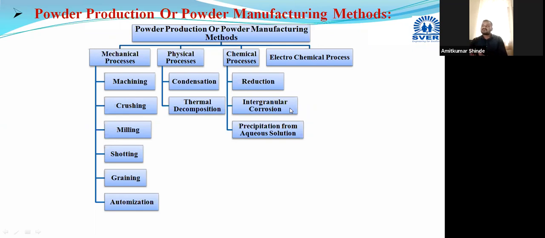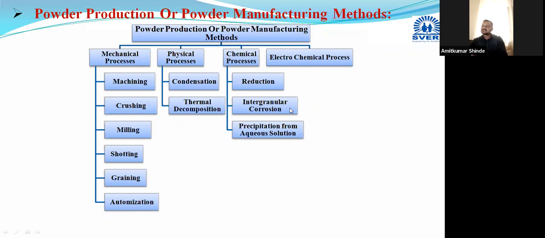After continuous heating of that stainless steel in the temperature zone of 500 to 800 degrees Celsius, whichever chromium is present in that stainless steel combines with the carbon at higher temperatures and forms chromium carbides. That chromium carbide accumulates near the grain boundaries, and due to its presence, the grain boundary region becomes more sensitive, or more susceptible, to corrosion.